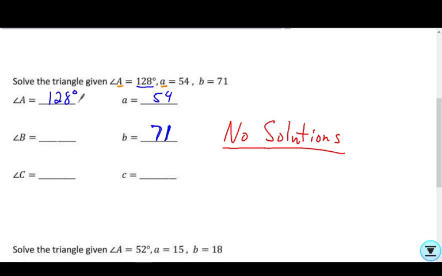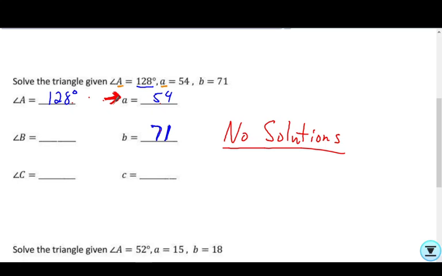Because look, 128 is the biggest angle, right? The bigger the angle, the bigger the side. So look, 54 is smaller than 71, which means angle B would have to be bigger than 128. Even if it's the same, it's going to be over 180 degrees, and that's not a triangle. So if you just think about it logically, since this is the biggest angle, this has to be the biggest side, and since it's not, we can't have any solutions.